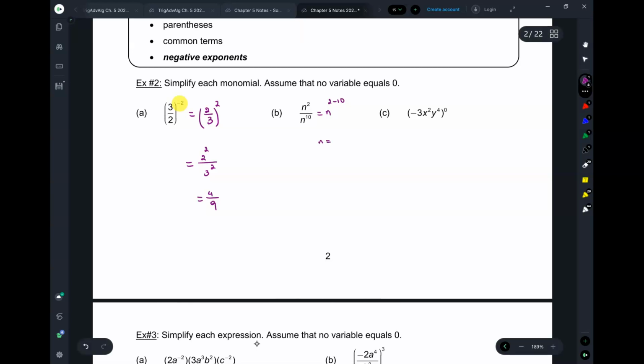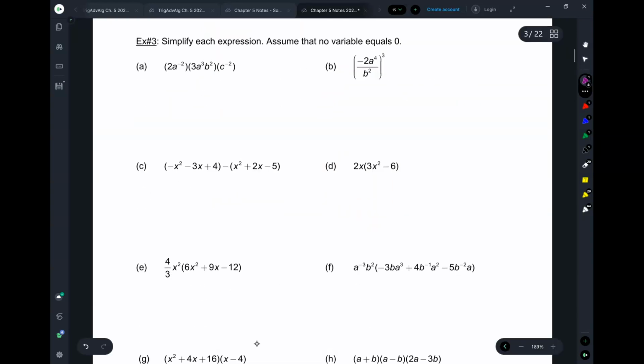No, always upper minus lower. Okay? Numerator minus denominator. So this is n to the negative 8, but you can't leave it like that. So it's going to be 1 over n to the 8. Okay? All right, this one, blah, blah, blah, to the power of 0. Anything to the power of 0 is just 1. That's it. Okay? All right.